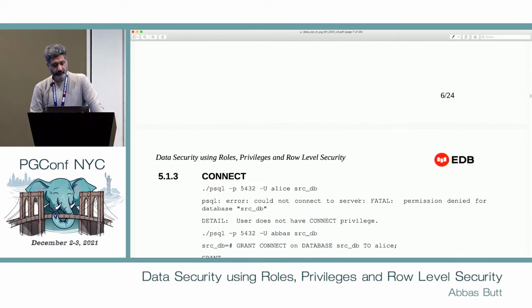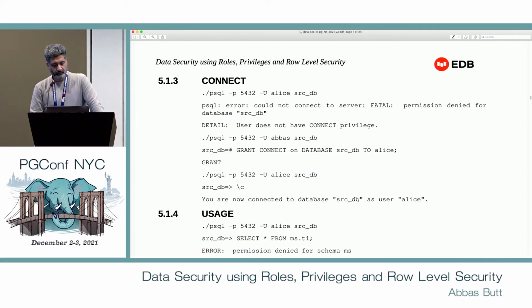Once we do that, we try to connect with the role that we created, Alice, and we get this error message: could not connect to the server, permission denied for the database. And the detail is the user does not have the connect privilege. Sometimes the error message is very precise and you know what to do. Sometimes you have to know what exact error message means and you have to act accordingly.